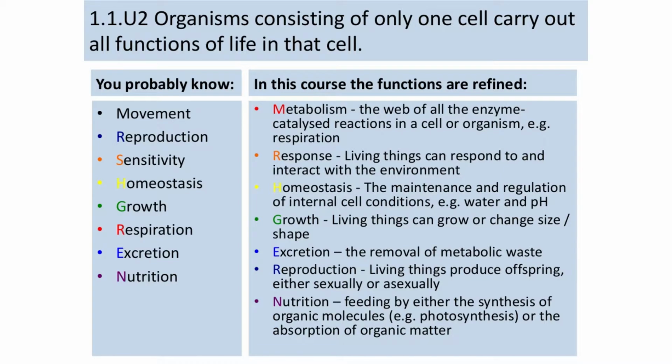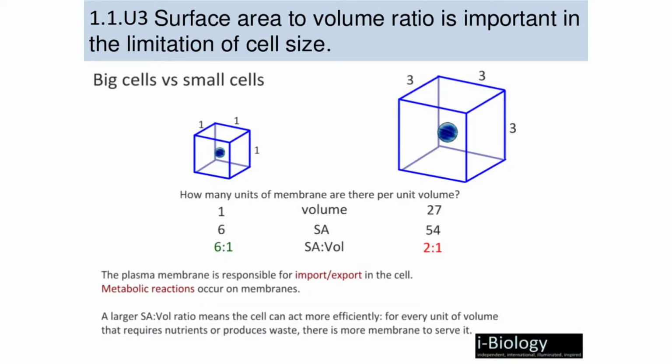Organisms remove waste. Reproduction: living things produce offspring, either sexually or asexually. And nutrition: organisms feed by either the synthesis of organic molecules through photosynthesis in plants or absorption of organic matter. For example, humans consuming food and fungi decomposing corpses.